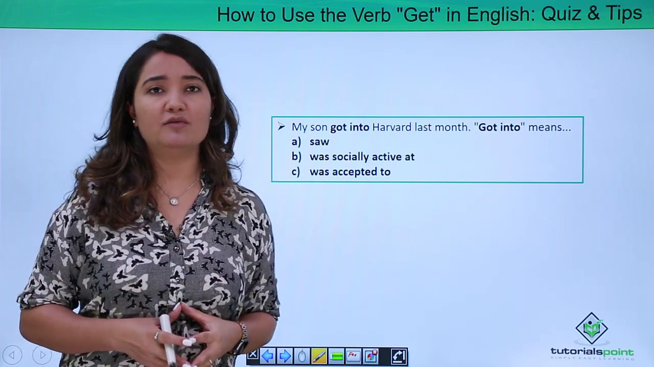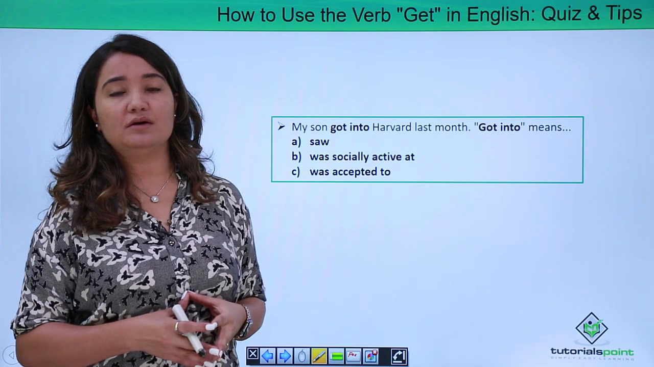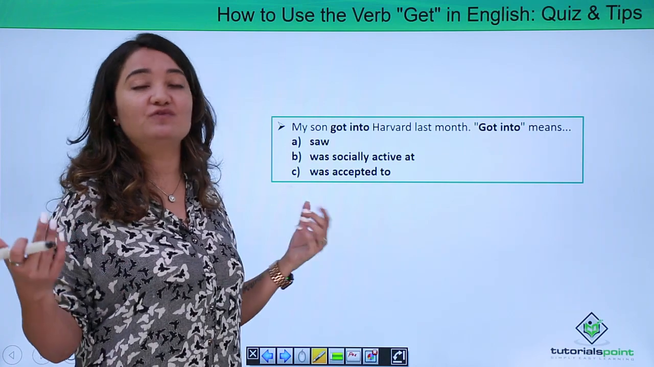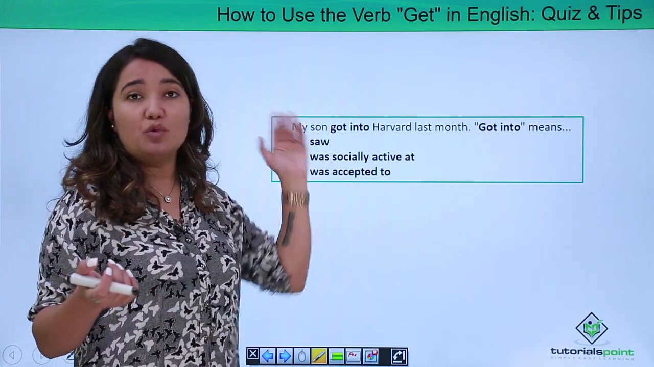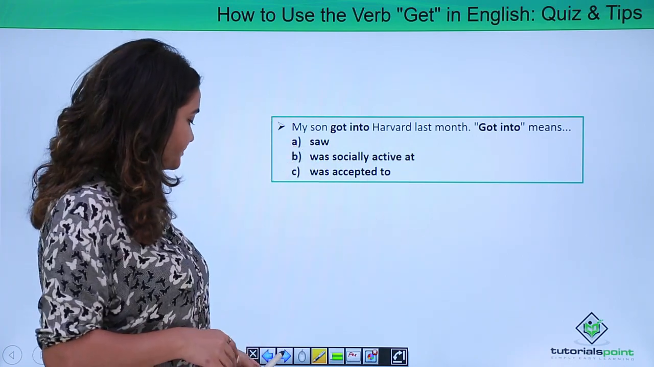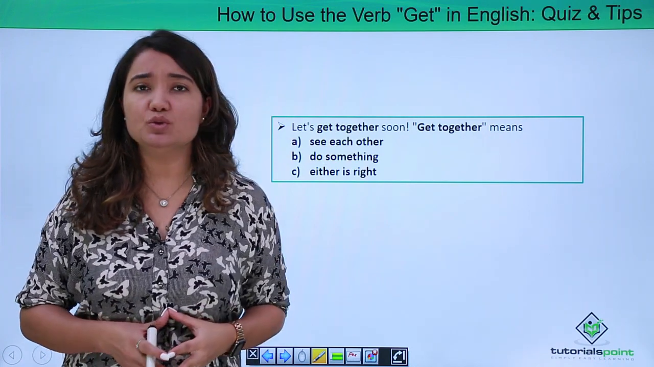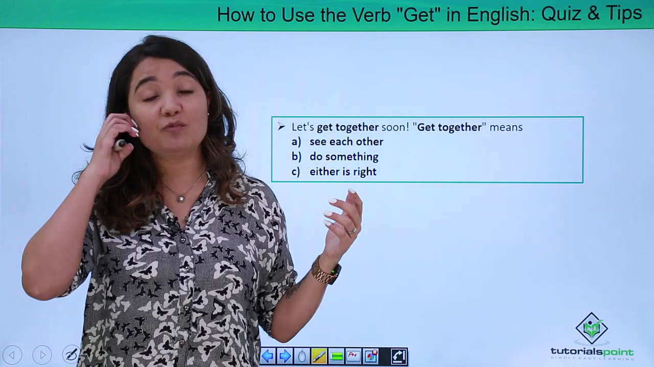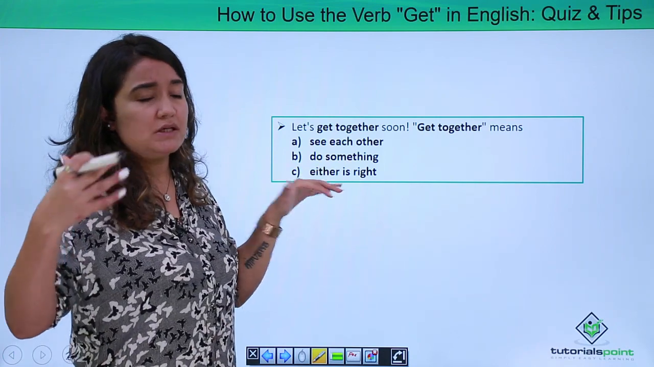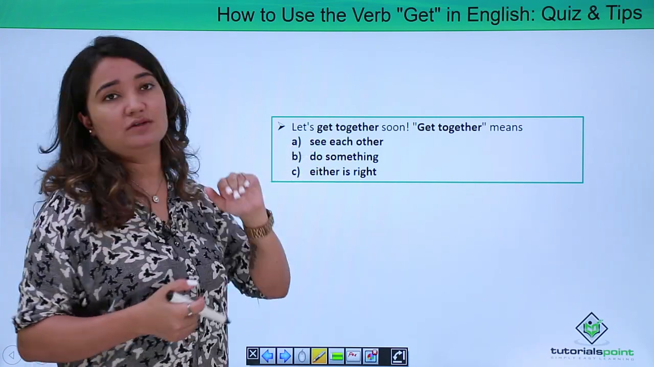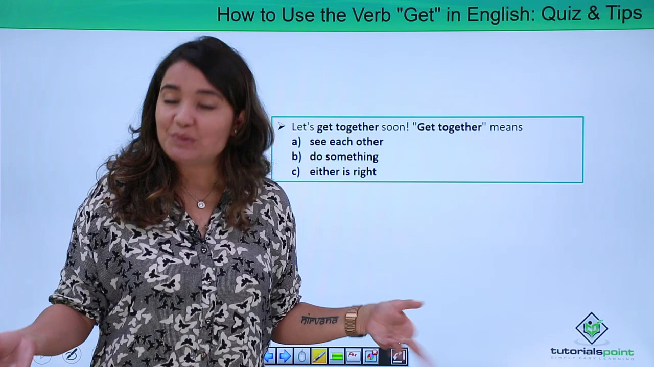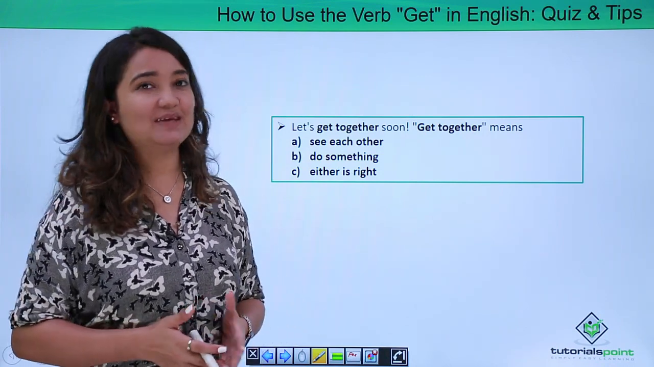My son got into Harvard last month. So what does that mean? Got into here, if you see again, same word get but different meaning: was accepted, right? He got into Harvard, which means he got accepted into Harvard. Let's get together soon. So get together here again, same word get but a different context. Get together means to meet somebody or to see each other. So again, it's the same word get, but it's being used in a different way altogether.